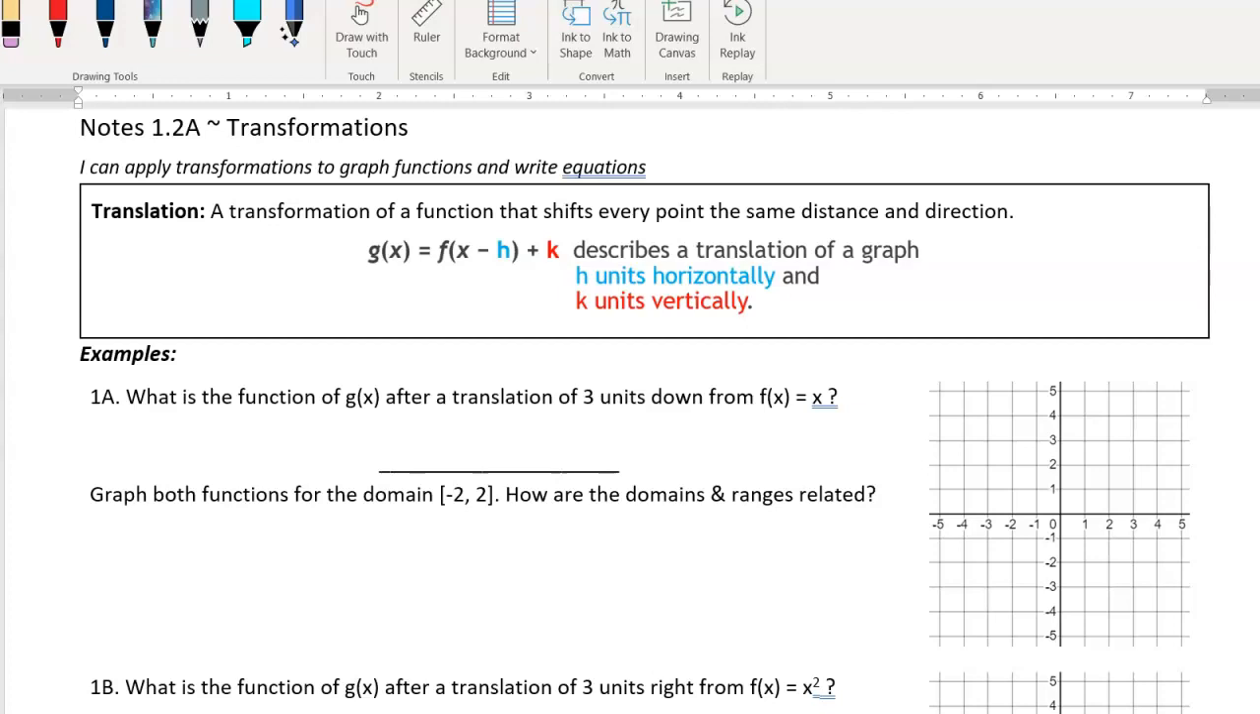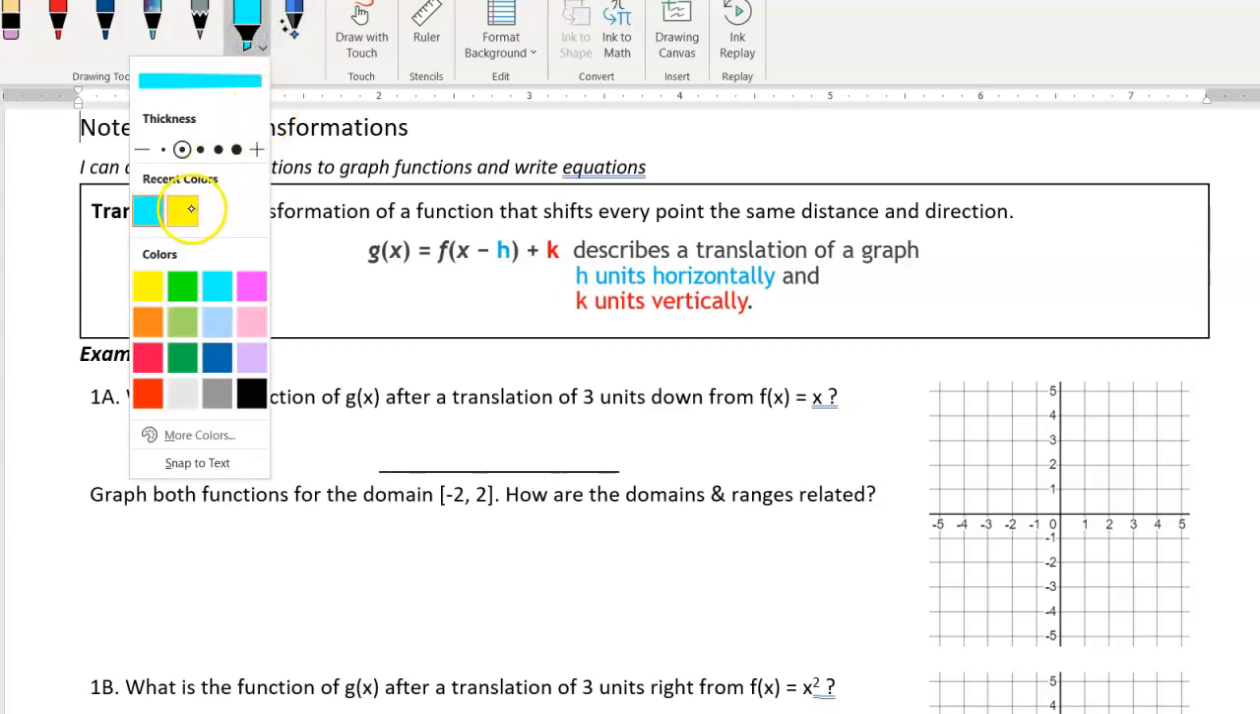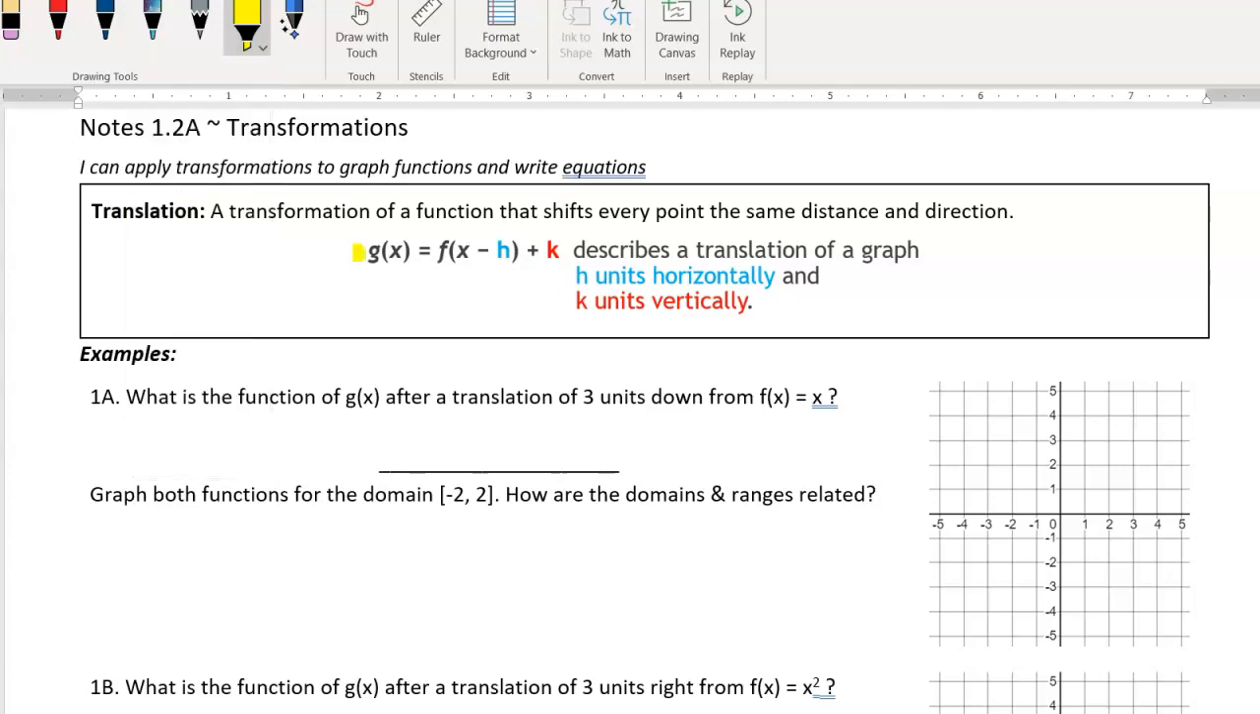All right, in this video, we're going to begin by investigating transformations. Now, the key thing to understand with the transformation for right now is that we're going to be putting things in this format. Now, when you look at that format, x minus h plus k, h is referring to how the graph is affected horizontally. K is referring to how the graph is affected vertically.